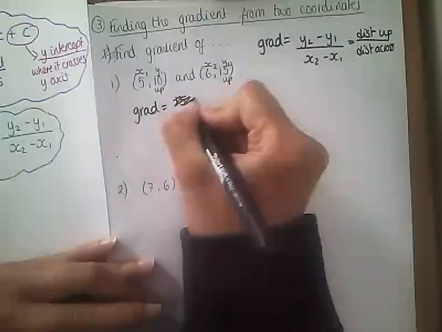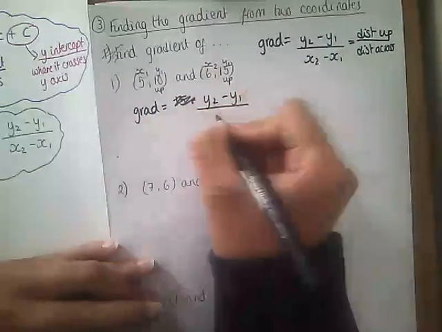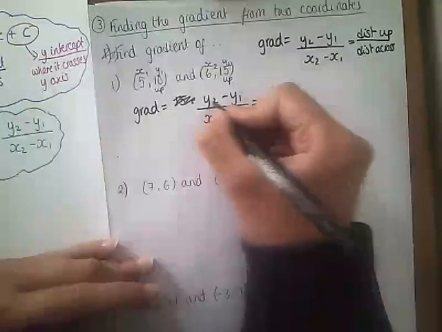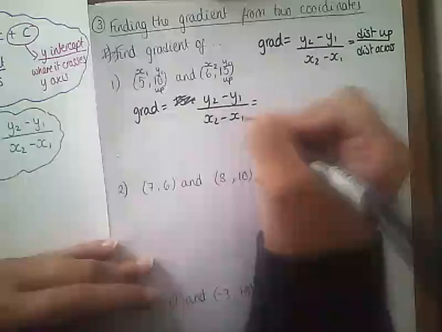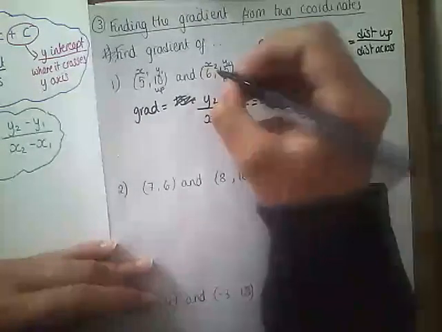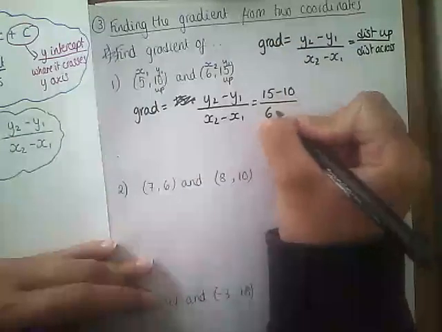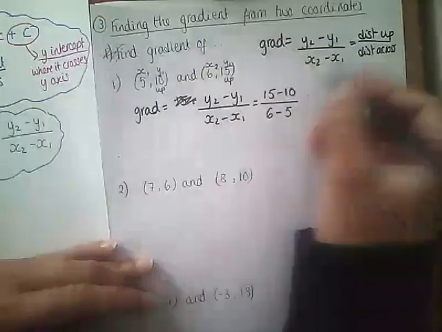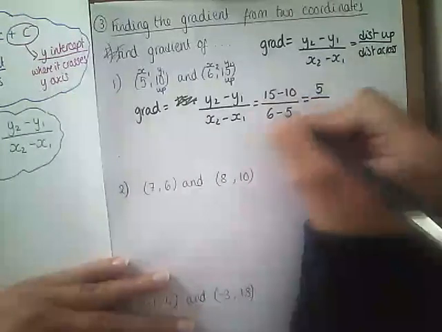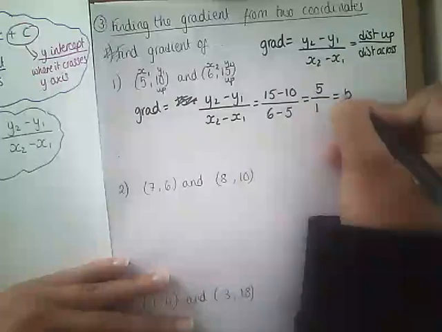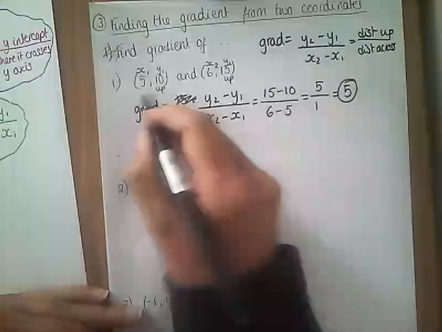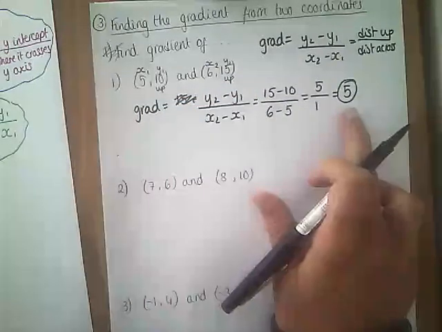We really ought to write how we're doing it. If you're using the distance up divided by distance across, you write that down. If you're using y2 minus y1 over x2 minus x1, you write that down. So it's going to be 15 take away 10 divided by x2 minus x1, which is the distance across. The distance across is our x coordinates, 6 take away 5. 15 take away 10 is 5, 6 take away 5 is 1, 5 divided by 1, our gradient is 5. So the gradient of the line that crosses through these points is 5.